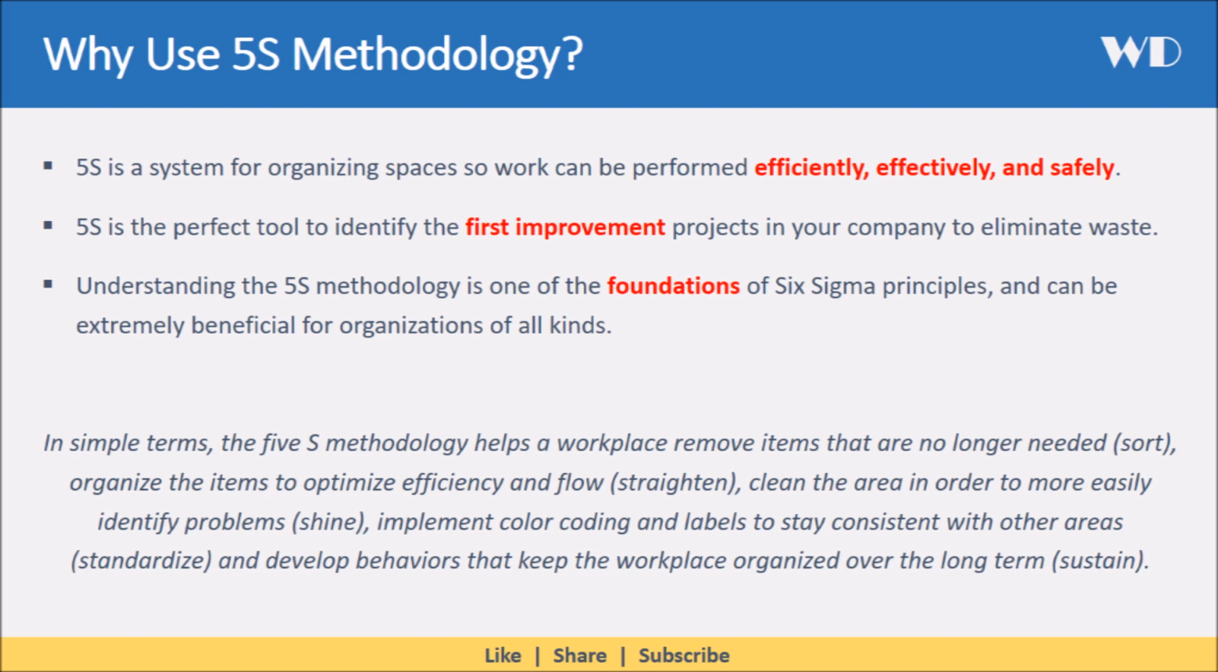Understanding the 5S methodology is one of the foundations of Six Sigma principles, and can be extremely beneficial for organizations of all kinds. In simple terms, the 5S methodology helps a workplace remove items that are no longer needed, that is sort; organize the items to optimize efficiency and flow, that is straighten; clean the area in order to more easily identify problems, that is shine; implement color coding and labels to stay consistent with other areas, that is standardize; and develop behaviors that keep the workplace organized over the long term, that is sustain.